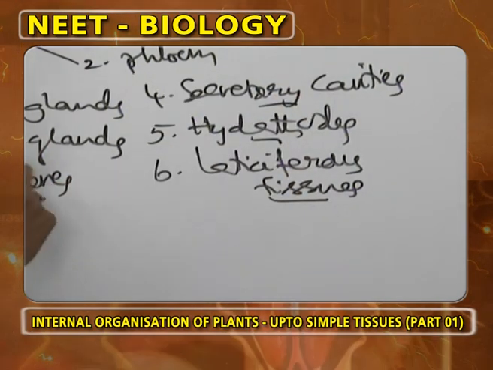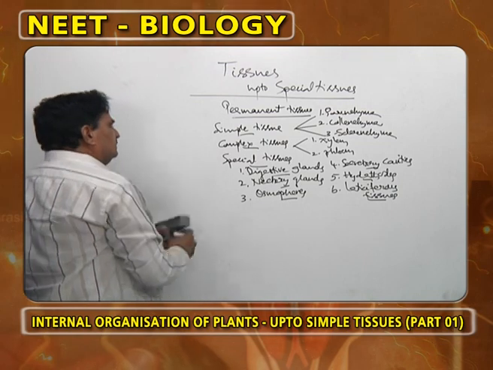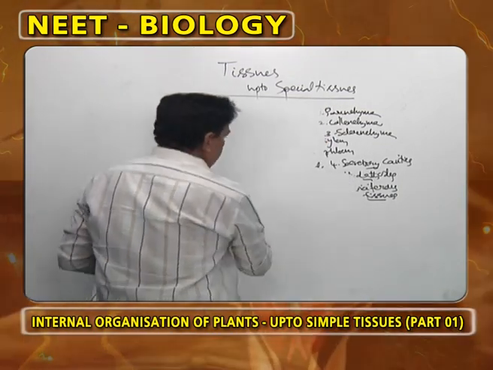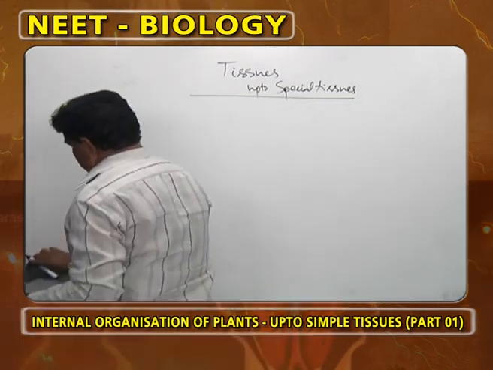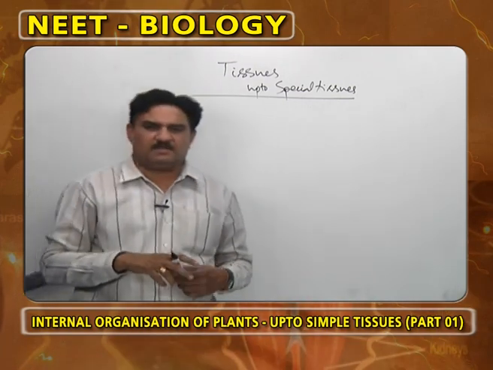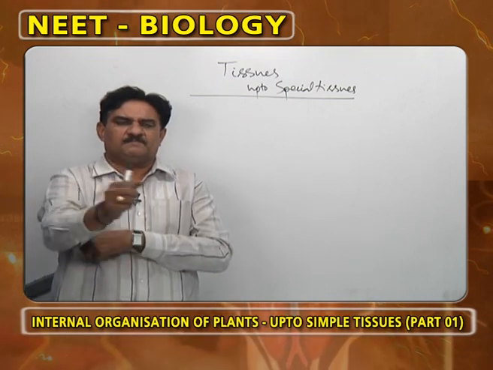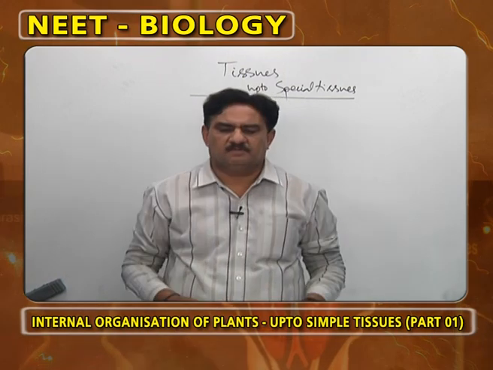These are special tissues. Today we discussed right from meristematic tissues, important types of meristematic tissues, and permanent tissues, that means simple tissues, complex tissues, special tissues. Simple contains parenchyma, complete living tissue, collenchyma, living mechanical tissue, sclerenchyma, dead tissue helping in providing mechanical support.